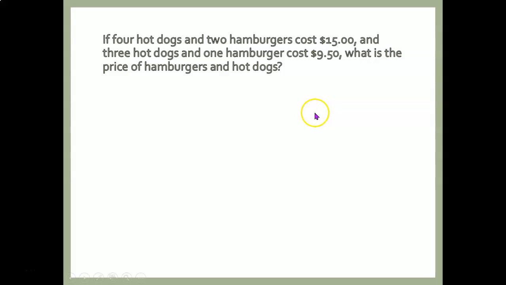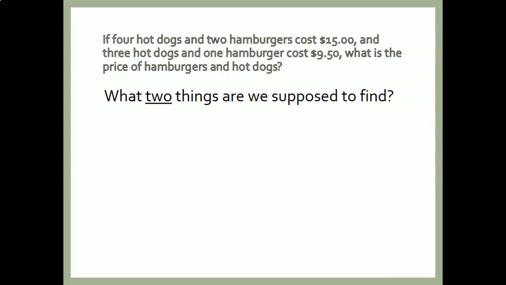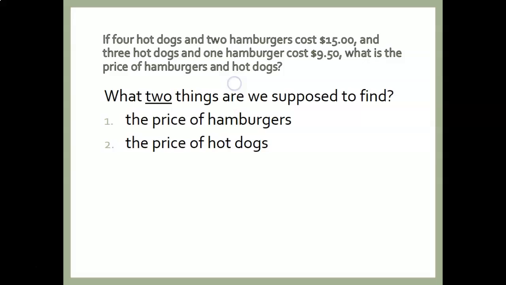Next example. If 4 hot dogs and 2 hamburgers cost $15 and 3 hot dogs and 1 hamburger cost $9.50, what is the price of hamburgers and hot dogs? Okay, so what two things are we supposed to find here? What is the price of hamburgers and hot dogs? So one of the things we have to find is the price of hamburgers, how much each hamburger costs. And the other thing we have to find is the price of hot dogs, how much each hot dog costs.